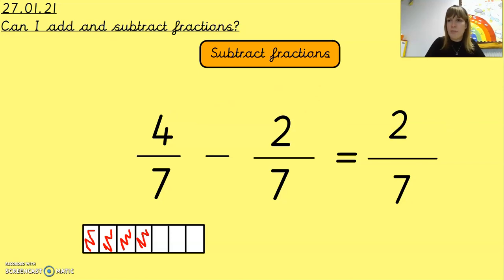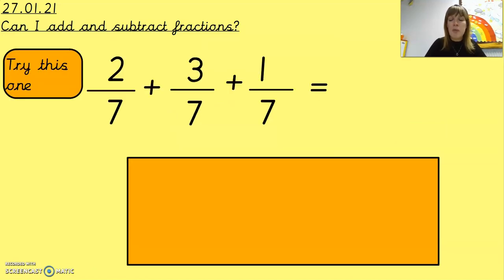Okay, let's move on. You might come across a question that looks like this. So you've just got 3 fractions in this case that you need to add together. Same process, we're just going to add them all together. So why don't you pause the video now and have a go at this question, and I'll go through the answers in a moment.